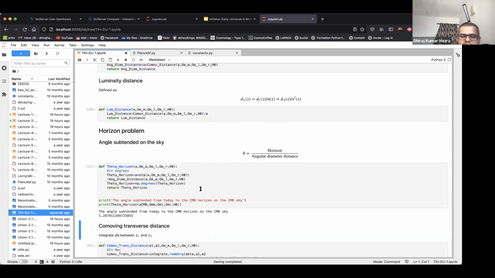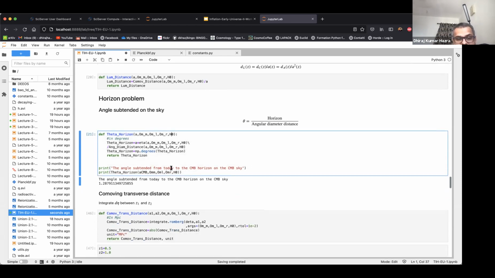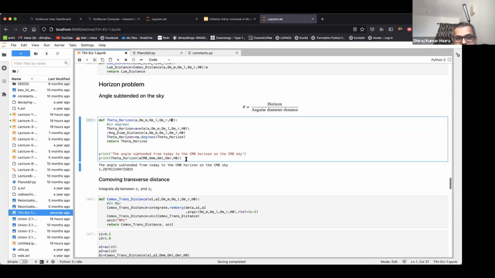And then theta horizon. You remember we have discussed the angle subtended from the Big Bang to the last scattering surface, the causal horizon, the linear dimension, and how much angle that subtends to us. If you remember yesterday's lecture, we showed a figure while discussing the horizon problem. If you do the calculation and change it from radian to degrees, you will find that theta horizon is 1.2879, so nearly 1.29 degrees. So only 1.29 degrees is causally connected from the Big Bang to the last scattering surface.